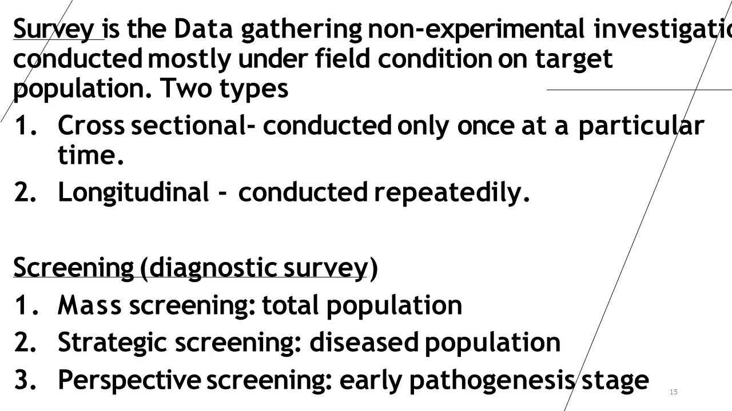Two types: cross-sectional, conducted only once at a particular time, and longitudinal, conducted repeatedly. Screening, diagnostic survey: mass screening, total population. Strategic screening, diseased population. Prospective screening, early pathogenesis stage.